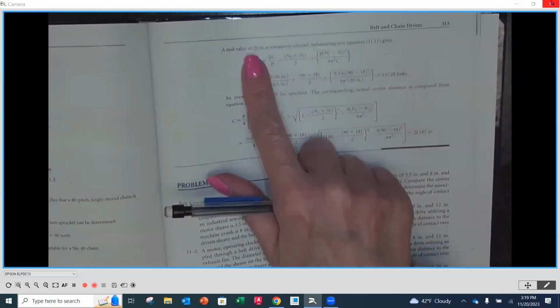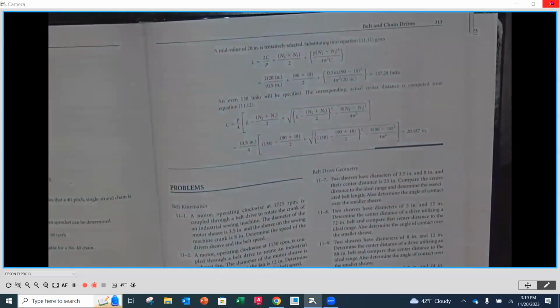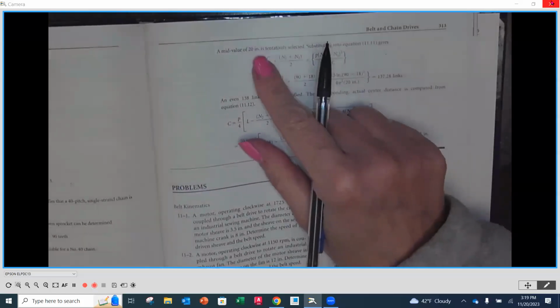Again, I cannot emphasize enough, we don't just randomly pick center distances like that. You're probably going to have a physical dimension that you have to fit in between, so you would know more specifically what that center distance would be, but this is a good place to start in this case. So they picked 20.